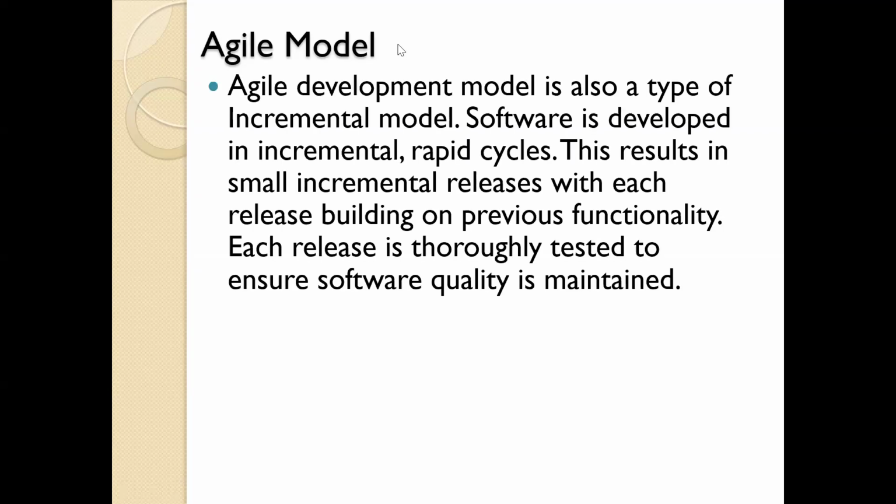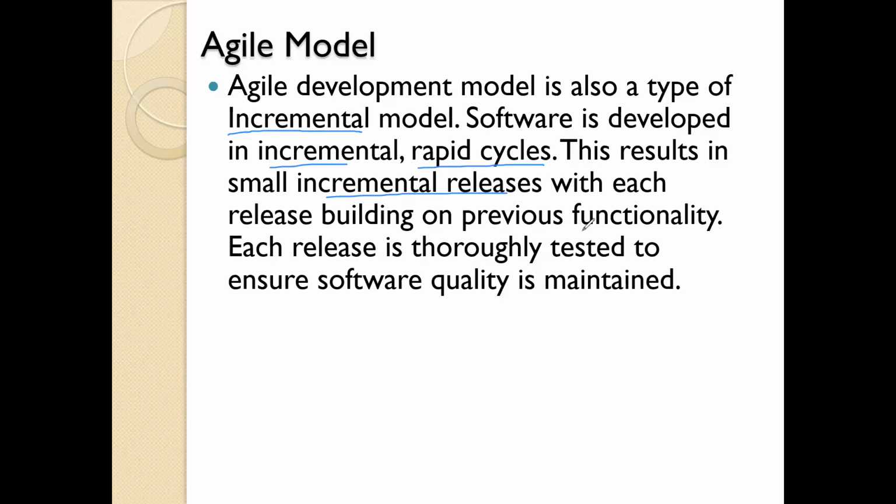The agile model is the number one, most widely used model as of now. Let's try to understand what the agile model says. Look at this. The agile development model is also called the incremental model. Try to understand the terminology. The software is built in incremental and rapid cycles. Pick up the keywords. This incremental model results in small incremental releases.